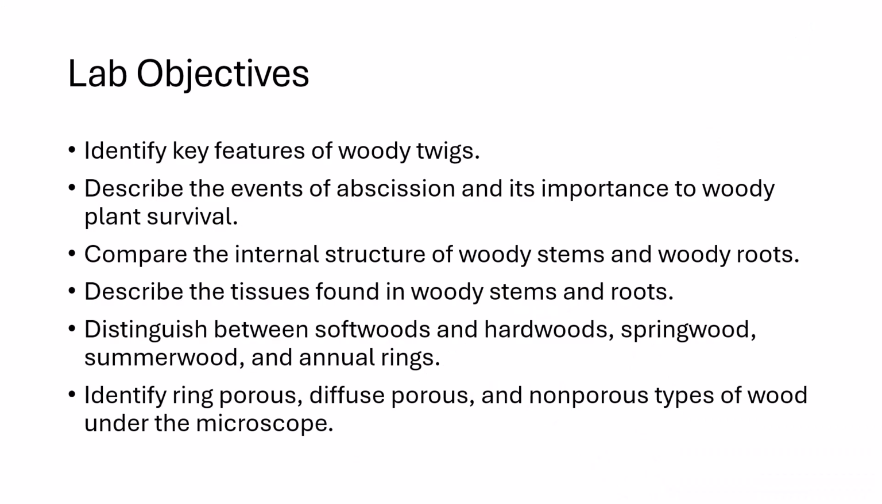These are the specific skills and concepts you should be able to handle by the end of this lab. You'll start by getting familiar with the key features of woody twigs, which are useful for identifying plants, even when leaves aren't present. You'll also learn what abscission is and why it matters for woody plant survival, especially in seasonal environments. Then we'll move inside the plant and compare the internal structure of woody stems and woody roots, focusing on the tissues you should recognize in each.